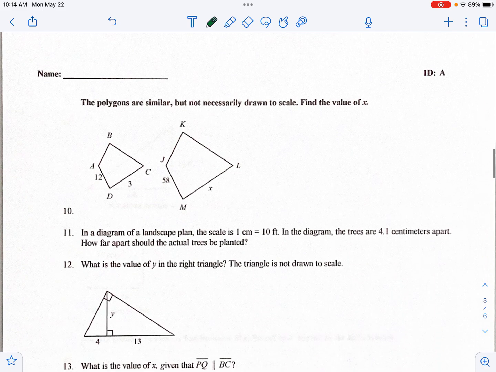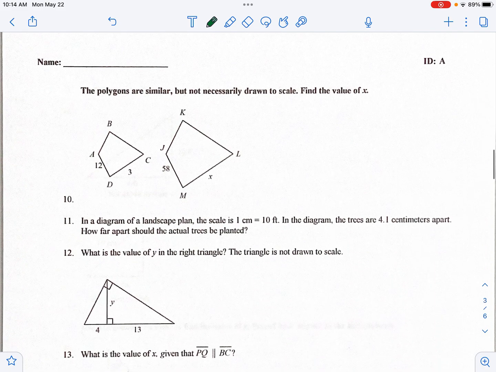Number 10, polygons are similar, so that means they're proportional. We talked about how in class there's a lot of different ways to write this correctly. You do the way that makes most sense to you. For me, I would do 12 over 58, right? And I know that this and this correspond, right? The 12 is the little version of the 58, and so 3 and x would go together.